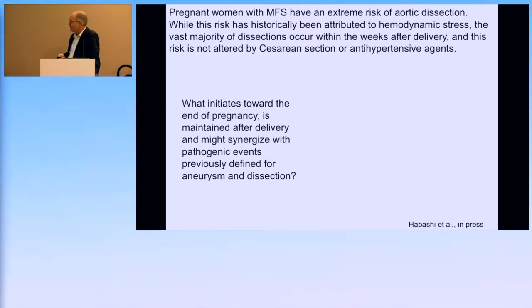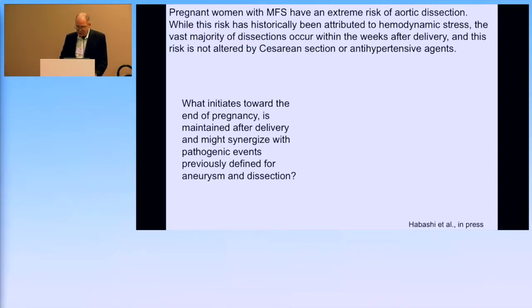odd that the vast majority of dissections that we've observed in women with Marfan syndrome in association with pregnancy occur within the days to weeks after delivery, not leading up to delivery. And we were not seeing that this risk was significantly altered by cesarean section or antihypertensive agents. So we asked, what is initiating toward the end of pregnancy, maintained after delivery, and that might synergize with some of these signaling events that we had previously defined for aneurysm and dissection?